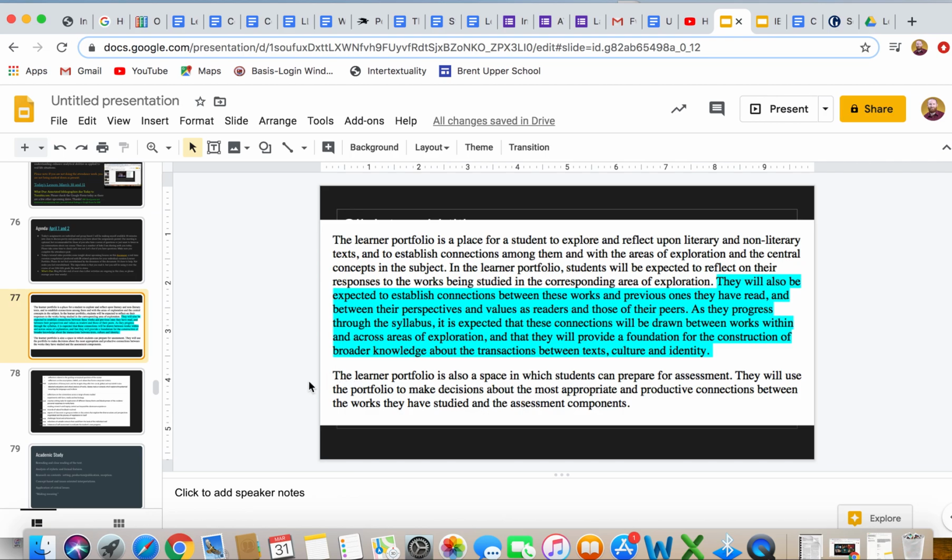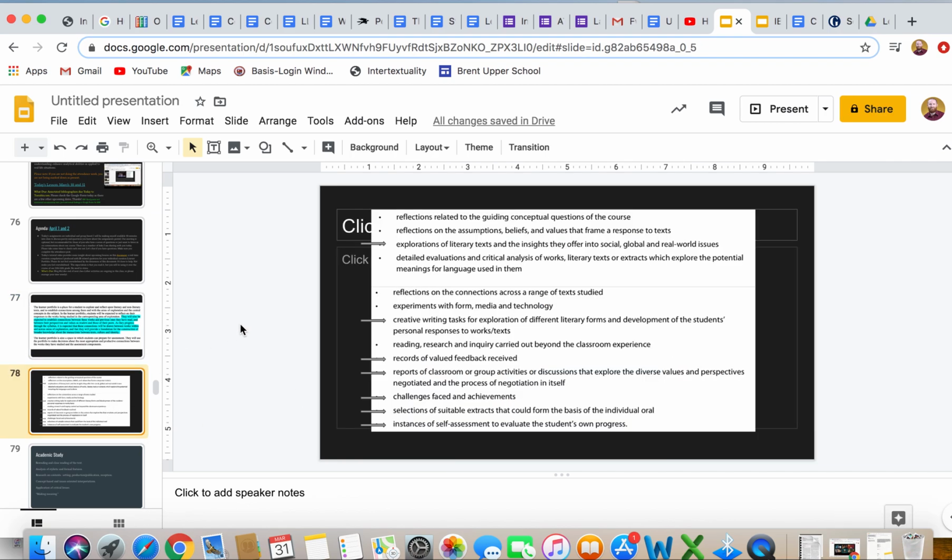Which then, case in point, the learner portfolio is also a space in which students can prepare for assessment. They will use the portfolio to make decisions about the most appropriate and productive connections between the works that they've studied in the assessment components. Right. So I've been asking you to curate your transformation page, and beyond that, I've assigned you work over the course of this entire year, whether it's a blog entry or metacognitive, or I've encouraged you to do some creative work. But I want you to see the learner portfolio as something more than just a place where you reflect on some questions or a concept that I've introduced in this course.